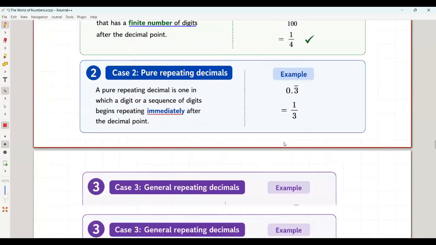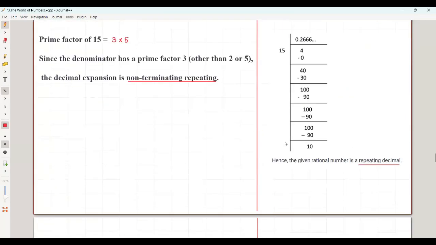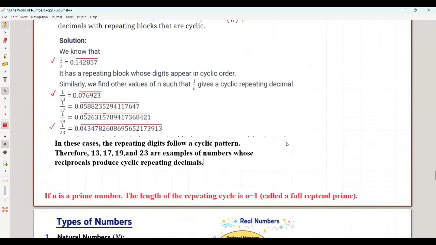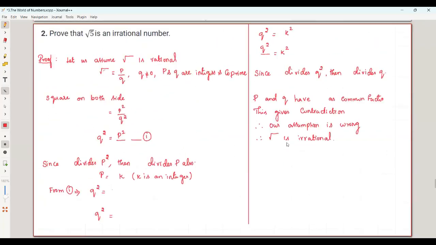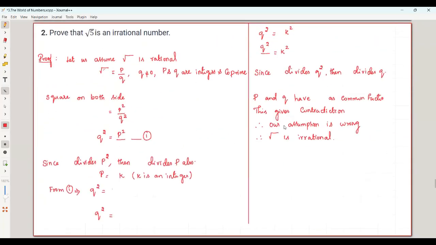The same thing we have to prove for root 5 is irrational. Why I have taken the same image is because we are going to replace the number. So first step, let us assume root 5 is rational. If root 5 is rational, it can be written in the form of p by q, where p and q are integers, q is not equal to 0, and co-prime.